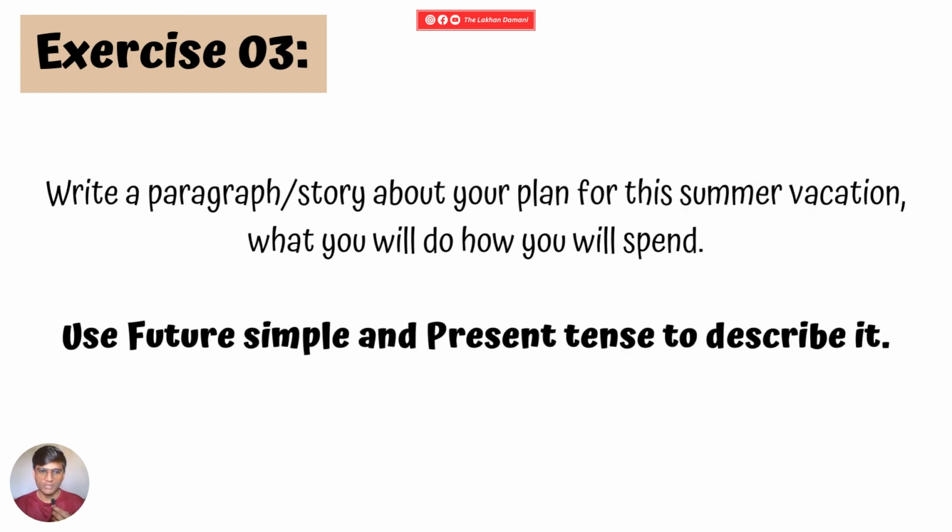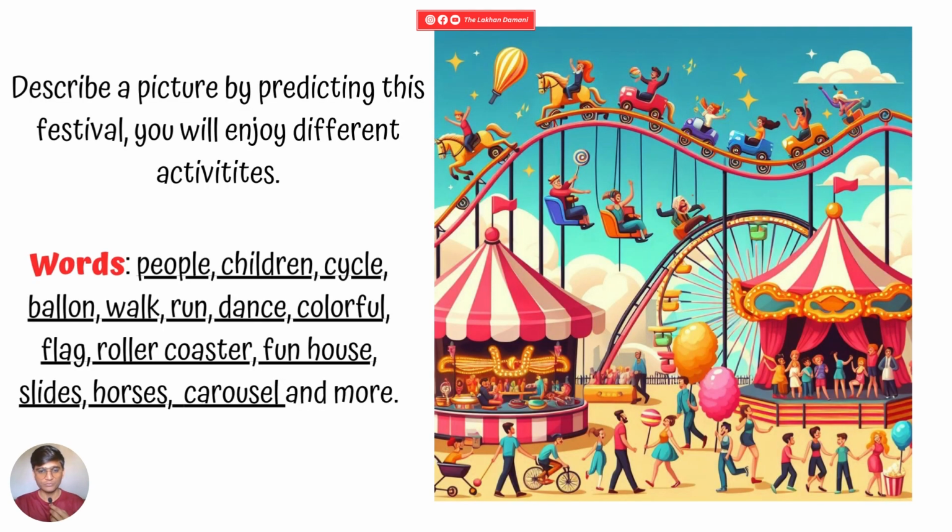For the third exercise, you're going to write a paragraph about your plan for the summer vacation, because it's almost the end of April and next month is May. So you have only two months or something like that. You're going to get a vacation for summer. You can write using the future simple to practice, and it will be great to practice writing skills too.